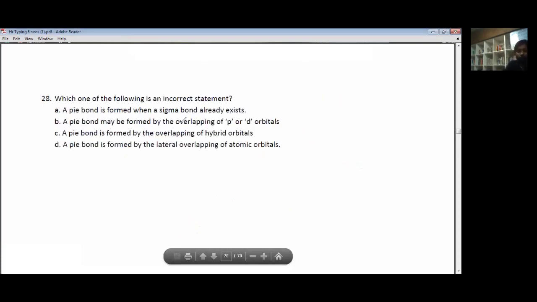Which of the following is incorrect? A pi bond is formed when a sigma bond already exists. That's correct. A pi bond is formed by overlapping between p and d orbitals. That's also correct. A pi bond is formed by overlapping of hybrid orbitals. That's wrong, hybrid orbitals never make a pi bond. A pi bond is formed by the lateral overlapping of atomic orbitals. That's correct. So you have to identify the wrong statement. So the choice is C.